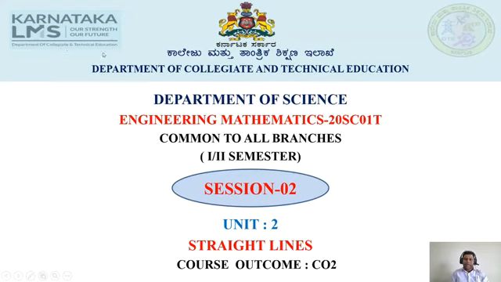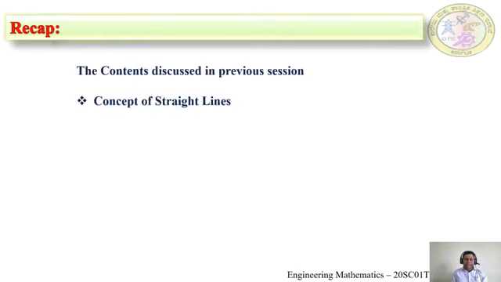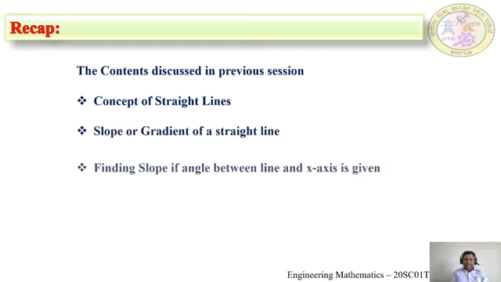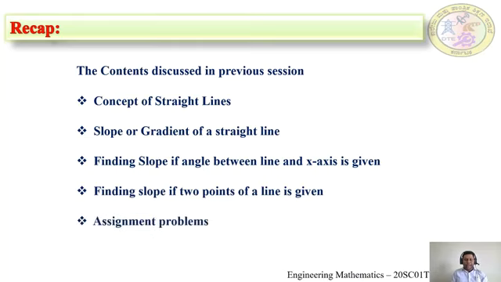Today we are discussing session 2 of unit 2, straight lines. Quickly we recap what we discussed in the previous session. In the previous session we discussed the concept of straight lines, slope or gradient of a straight line, finding slope if the angle between the line and x-axis is given, and finding slope if 2 points of a line are given. Then we discussed some assignment problems and some multiple choice questions.